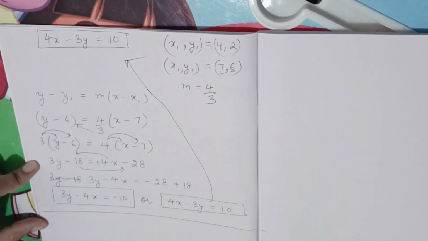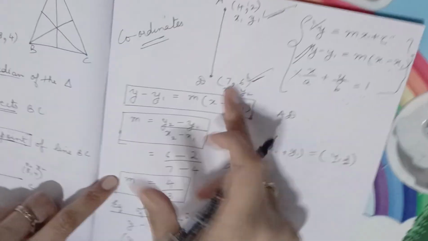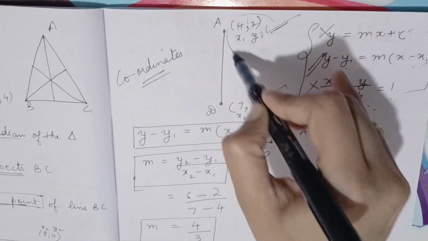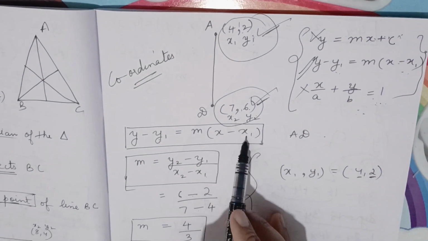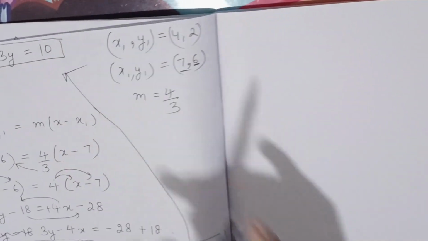So if you are finding the equation of any line, and you know both coordinates of the line, then you can use any coordinate as x1 and y1. You will get the same answer, as I have shown you.